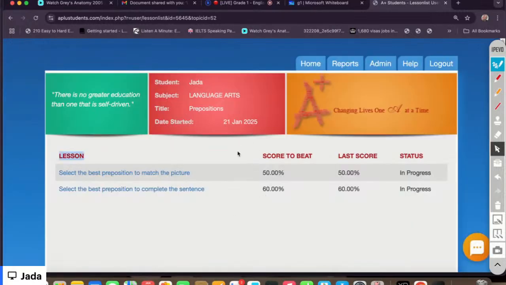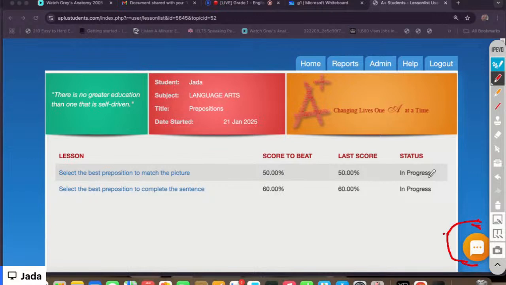If you've not done this lesson, you have to make sure that you complete these two lessons on that preposition. And after that, you can move on to your final test. But if you still need more help, you can click on this chat button here. So just click on the chat button here, and then you can get more help if you still need help for preposition. Okay? So yeah.